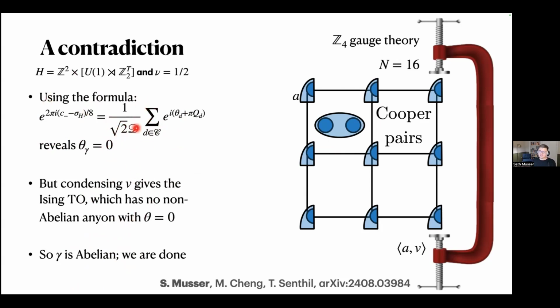And you can just explicitly compute, and you'll see that if you have this non-abelian gamma, then its topological spin must be 0. But you arrive at a contradiction if you condense V, because you just get the Ising topological order, and there's no version of the Ising TO that has a non-abelian anyon with 0 topological spin. This was known; I think Kitaev classified this in his 16-fold way. So with this contradiction, we've learned that gamma is abelian, and we're done.